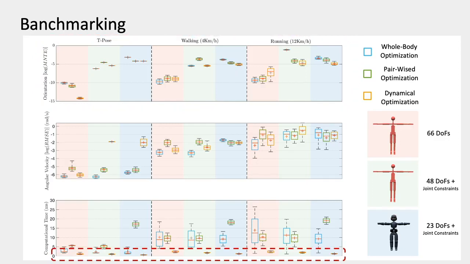Looking at the computational time, the dynamical optimization outperforms the other 2 methods, being consistently below 5 milliseconds. This result is expected. The dynamical optimization solution, in fact, does not require iterative optimization, but it is obtained by solving a single QP optimization. This makes the dynamical inverse kinematics algorithm particularly suited for real-time and time-critical motion tracking applications.